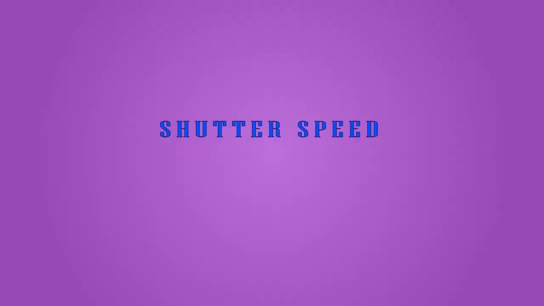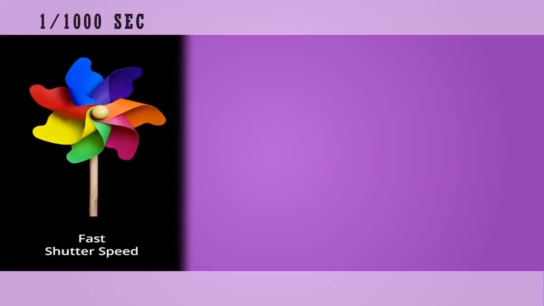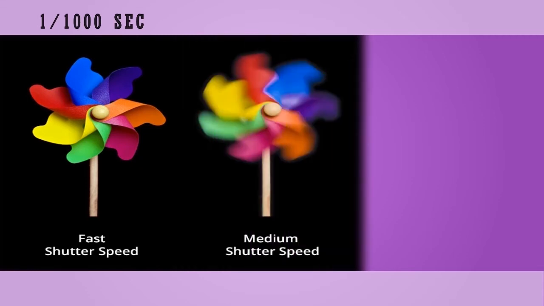Now let's talk about shutter speed. It stands for the length of time a camera shutter is open to expose light into the camera sensor. Fast shutter speed, say 1/1000th of a second, will freeze any action. Medium shutter speed, say 1/50th of a second, will just start to give blurred images.